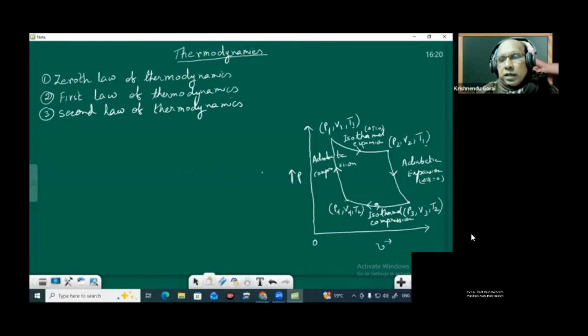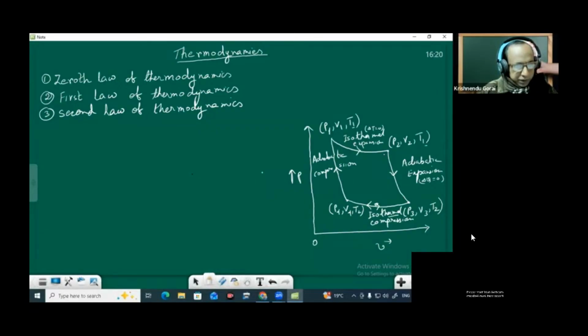That means here you can see at this point, in this point, pressure is different, volume is different, but temperature is same. That means it is isothermal. Isothermal, same temperature. So there are four operations. Stage 1 to 2 is isothermal expansion, 2 to 3 is adiabatic expansion, 3 to 4 is isothermal compression, and 4 to 1 is adiabatic compression. So there are four processes, and we are getting four processes in this way.